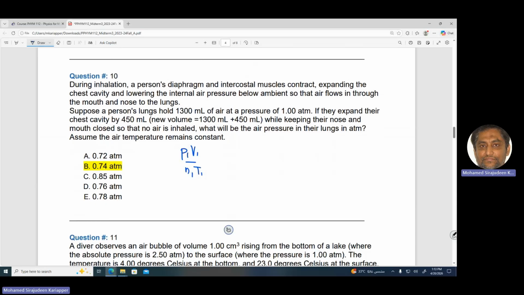This is a constant according to the ideal gas law. This is a constant. You are going from initial to final. Initial 1, final is 2, so 1 to 2. And there is the same amount of air, so the N is the same. There is no change in the N. And also the question says temperature remains constant. So T1 is equal to T2. It reduces to Boyle's law.